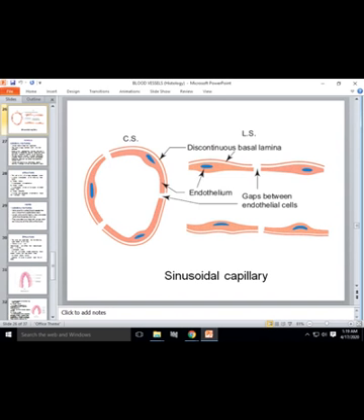This picture shows the sinusoidal capillary. This is on cross section. This is the gap between endothelial cells and discontinuous basal lamina. This picture is a longitudinal section.